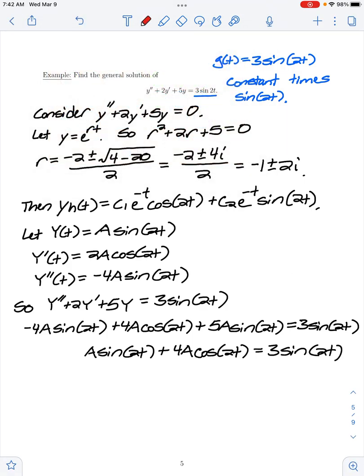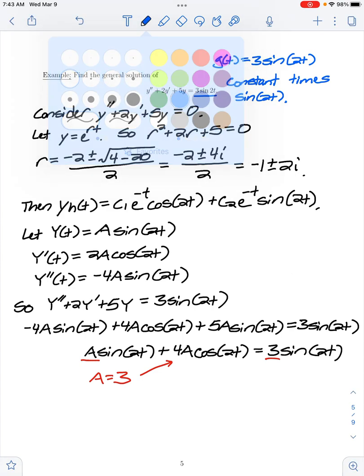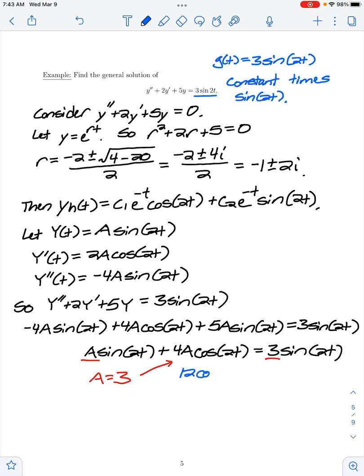So if I equate my sine coefficients, I find that a would have to be 3. However, if a is equal to 3, then we have a factor of 12 cosine of 2t, but there is no cosine term on the right-hand side. So if we were to equate the cosine terms on both sides, we would find that a would have to be 0, but a has to be 3 to match the sine terms.